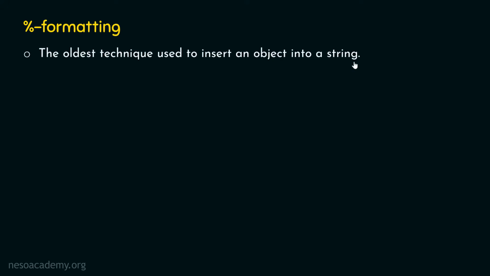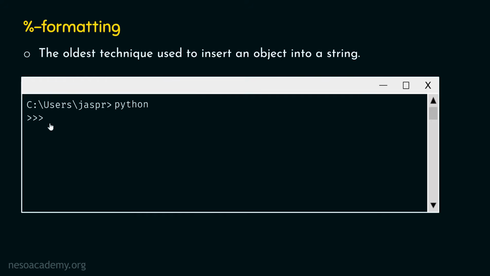In order to understand how percentage formatting works, we need to consider one simple example. And for that, we need to open our command prompt and we need to activate the Python interactive shell. After activating the Python interactive shell, we are ready to type in the commands. Let's type name equal to Jaspreet. Let's say that the name of the person is Jaspreet. This means that now name variable is pointing to this string Jaspreet. If we hit enter, we will not get any error message because this command is correct.